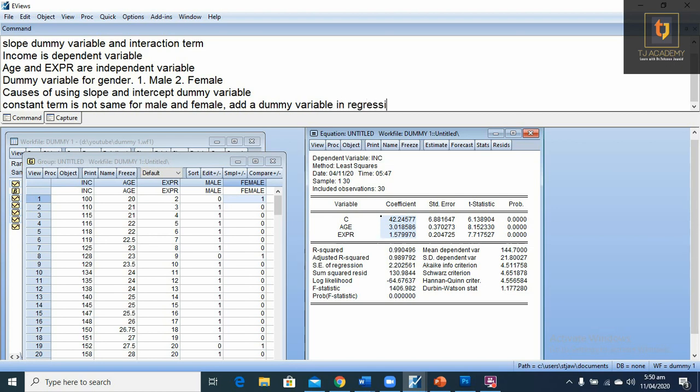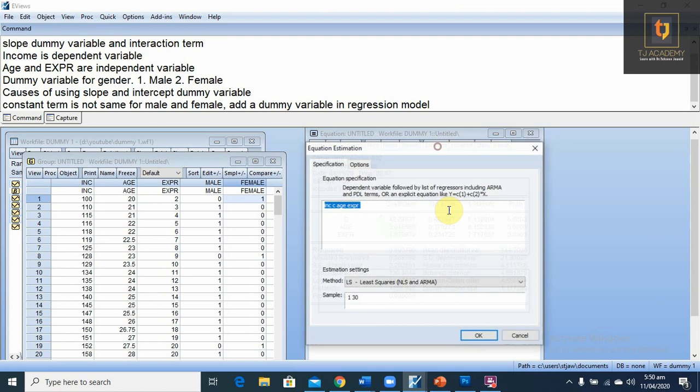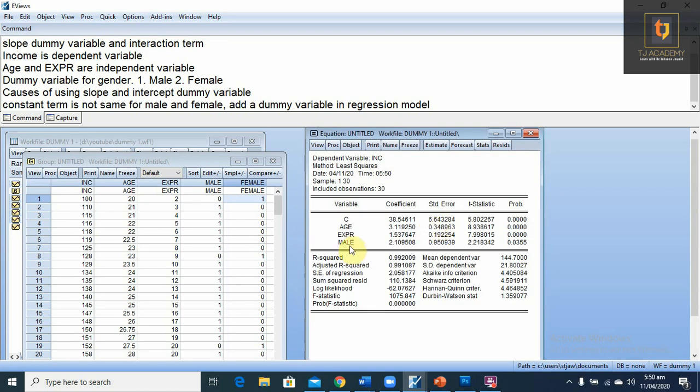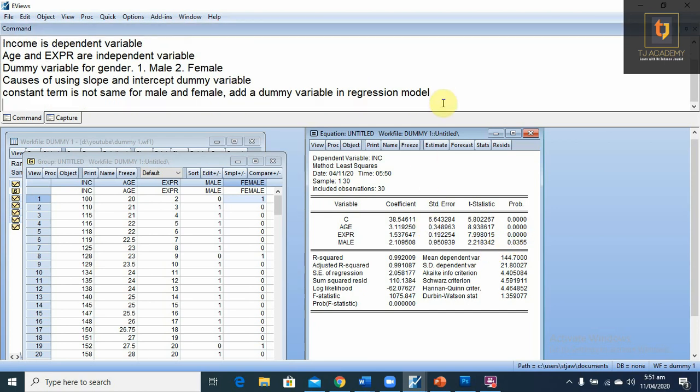in the regression model, like estimate male. So we can see the coefficient of male is 2.1, and it is significant. It means the constant term of this model for male is 38.546 plus 2.10 is equal to 40.646, which is the constant term for the model of male. This is the right constant term.